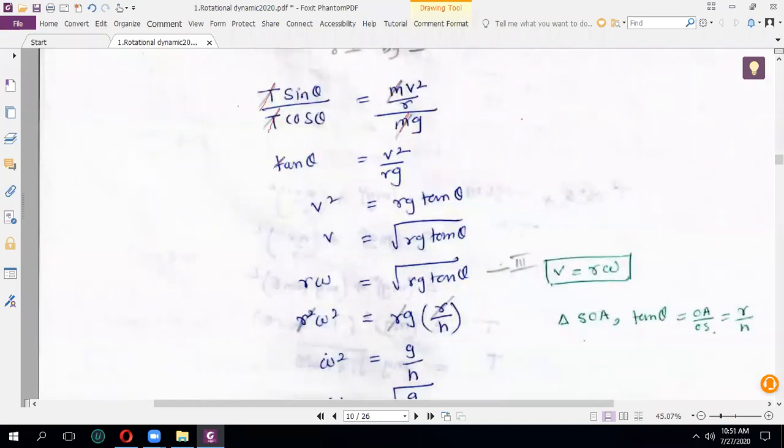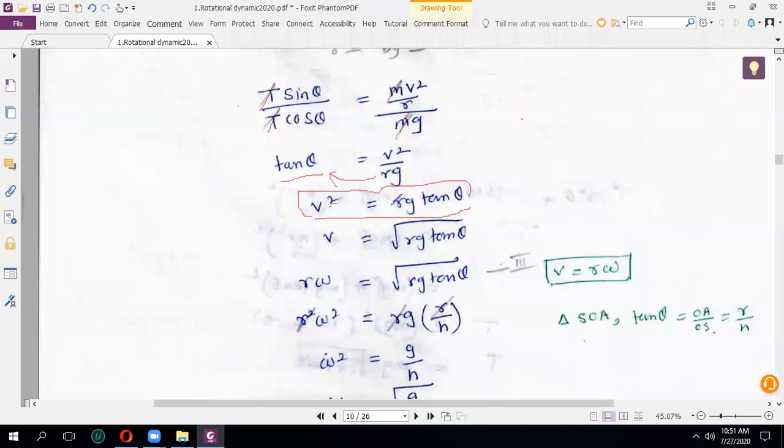Sin theta upon cos theta, what is sin theta upon cos theta? Formula is tan theta is equal to v square upon rg. Correct? This part is already done, right? Remember last time. Now next, take this rg from left hand side. What we are getting, v square is equal to rg tan theta. Correct?